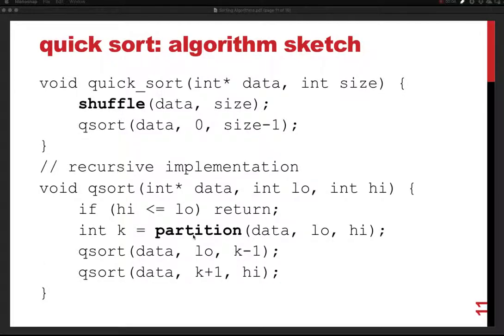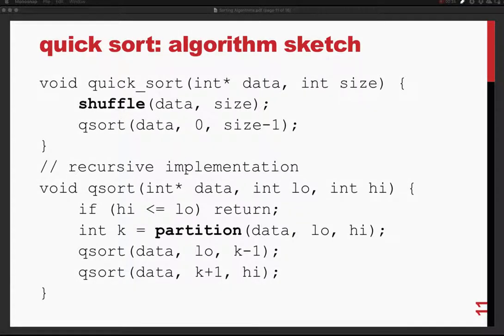Another divide and conquer based sorting algorithm is quicksort. Quicksort is known to be as fast as merge sort. It is better when you have an array of data, but merge sort is better when you have linked list data. So this is the algorithm sketch.